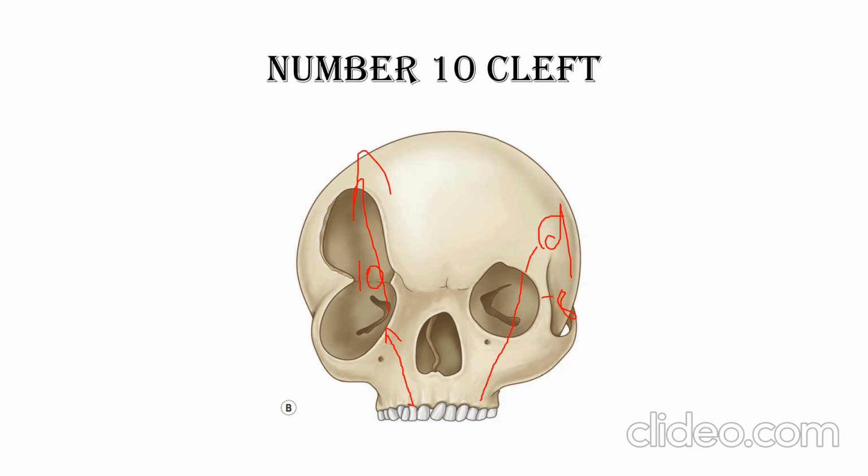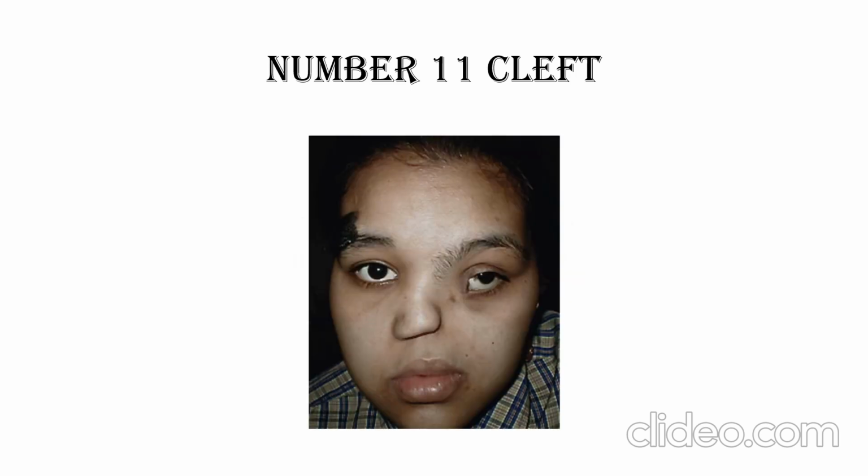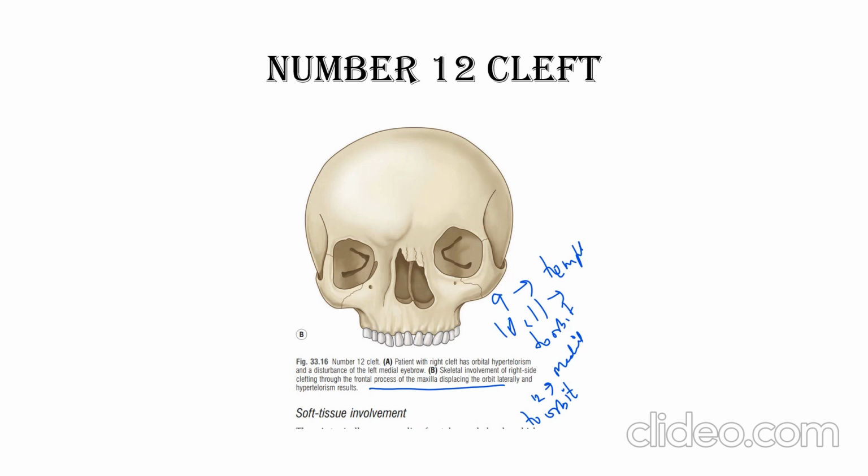And number 11 would be an extension of 3, which goes involving the ocular, nasal, and cranial regions. So this would be your 11, and 12 would not involve the orbital region. Here we can see number 11, an extension of 3, which involves oral, nasal, ocular, and cranial extension. And 12 is an extension of number 2 cleft. Here the skeletal involvement is on the right side of the cleft through the frontal process of the maxilla, and there might be a clinical presentation of hypertelorism, as we have seen in cleft number 2 itself.